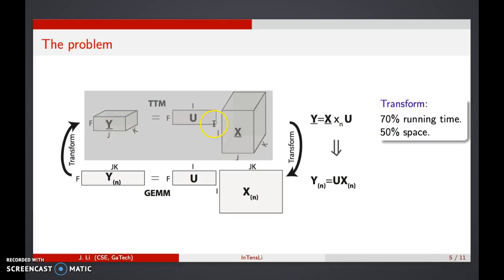In this process, according to our experiments, the two transform stages consumed about 70% of the total running time of the TTM operation and 50% of the total space. That's because the transformation needs physical reorganization of the tensor.